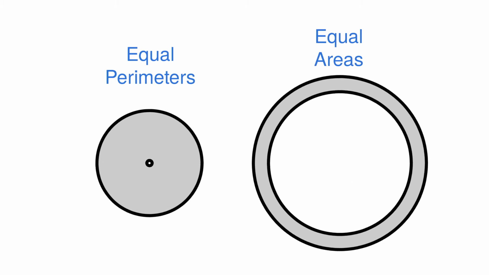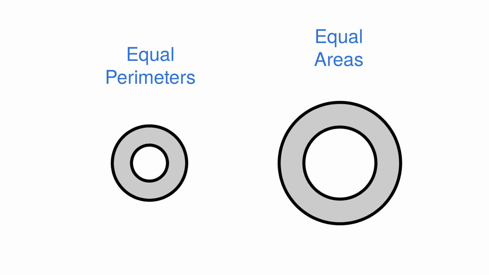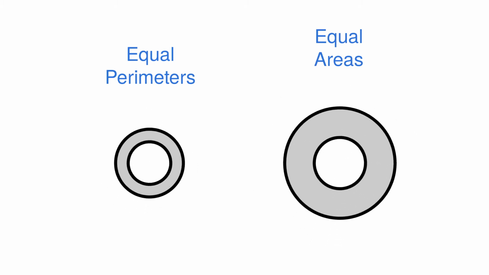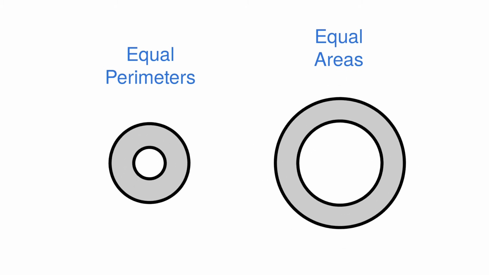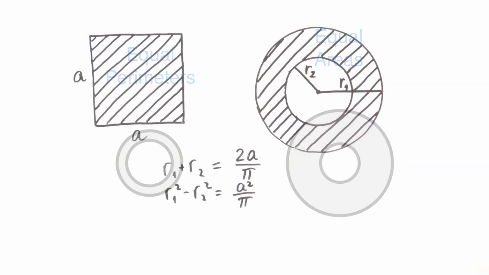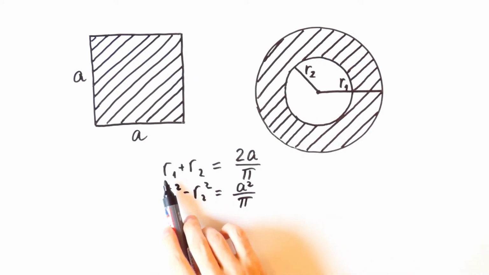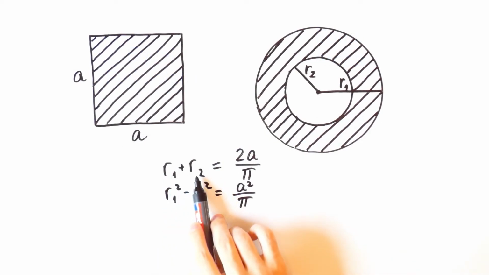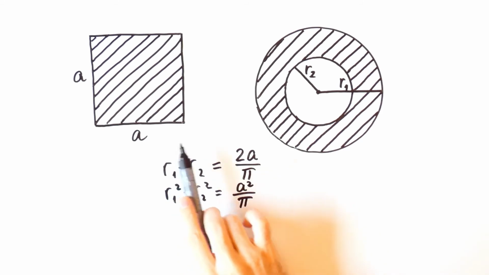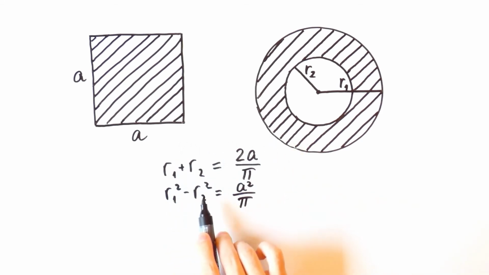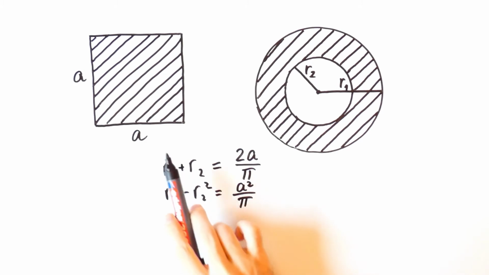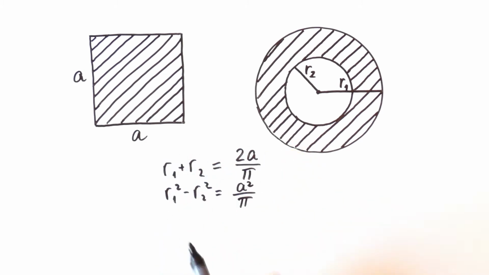Since we are looking for an annulus that has the same perimeter and area as the square, it should appear both on the left and on the right. Now let's find it. We got the expression for r1 plus r2 from the condition that the perimeters are equal, and the expression for r1 squared minus r2 squared from the condition that the areas are equal.